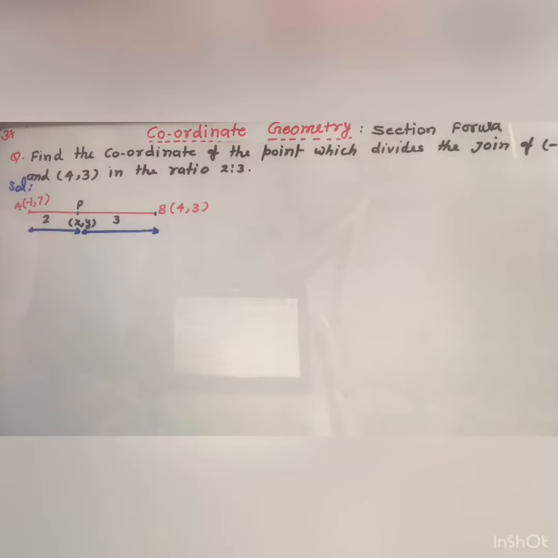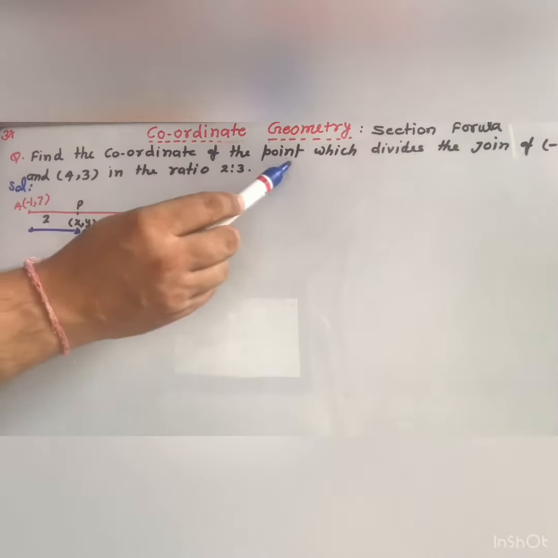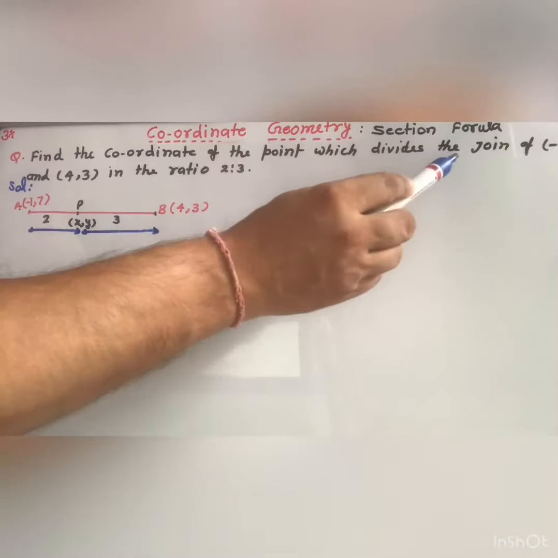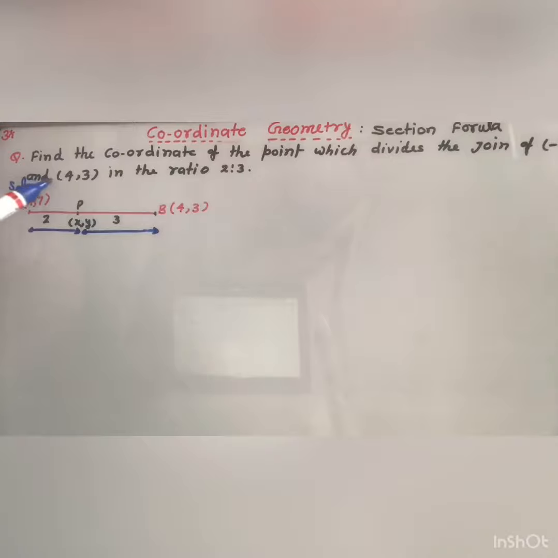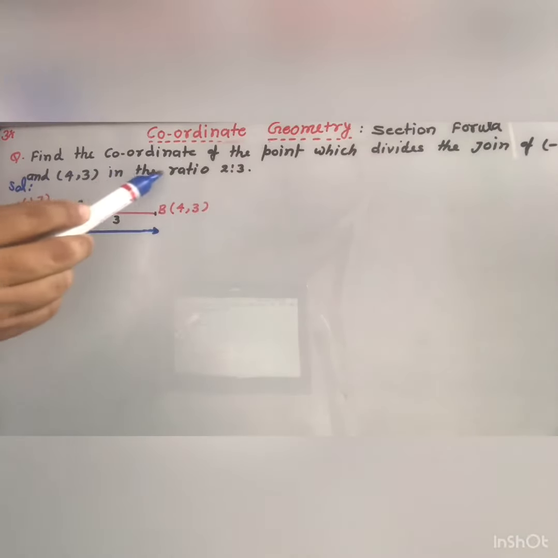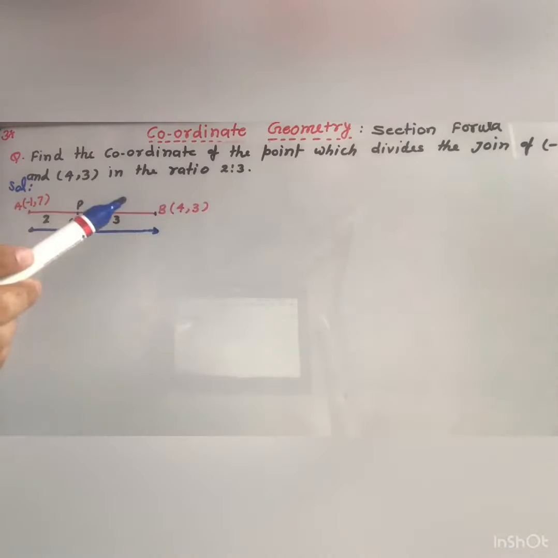Now, application of section formula. Let us try to understand how you can apply the section formula for solving a question. The question is, find the coordinate of the point which divides the join of -1,7 and 4,3 in the ratio 2:3. So this is the given question.